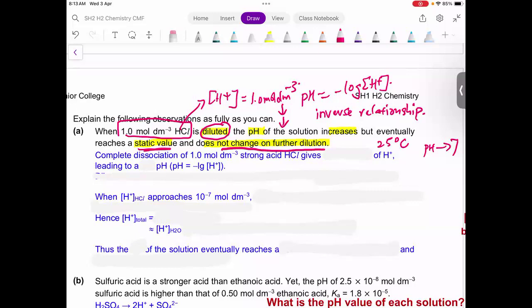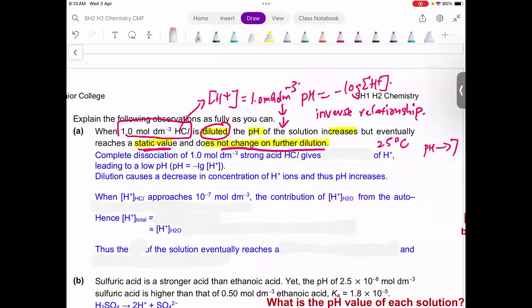This is what you need to emphasize over here. Dilution causes the concentration to drop, therefore pH increases. With infinite dilution, as it approaches 10^-7, the contribution by your water becomes significant. So the total concentration will be contributed by two sources: one coming from your strong acid, one coming from auto-ionization of water.